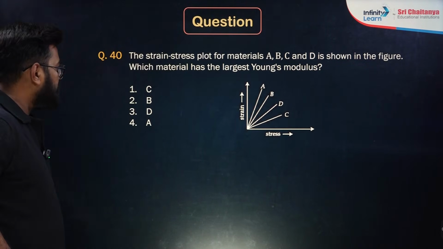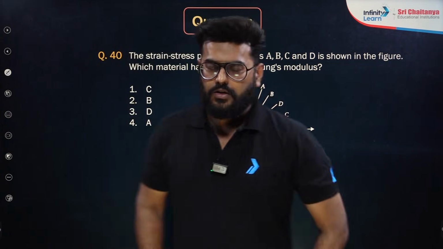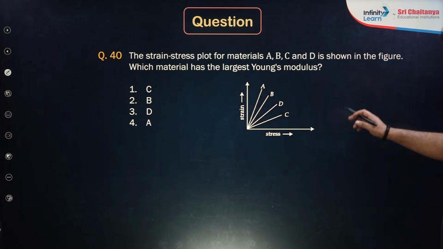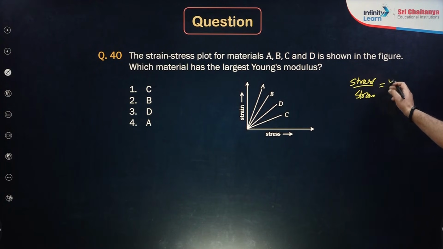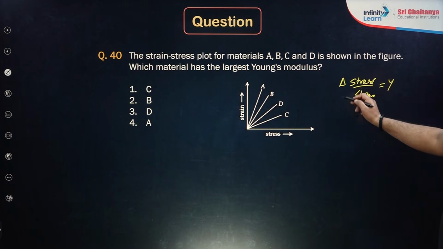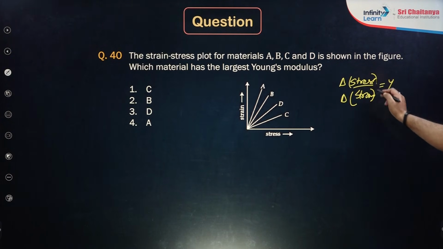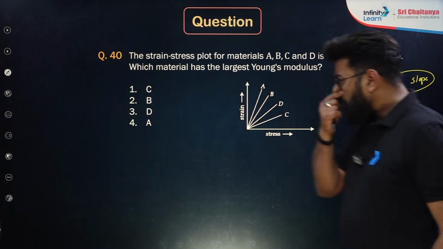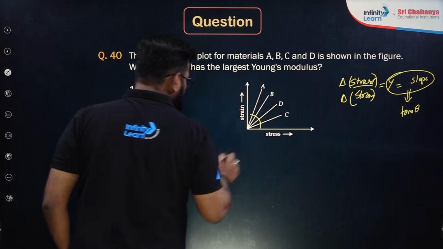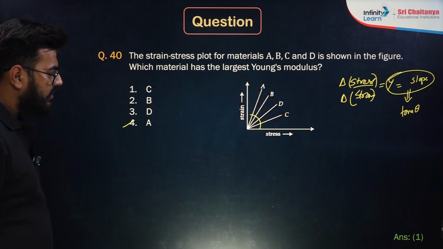shown in the figure. Which material has the largest Young's modulus? Now, it's a simple thing. Stress to strain will give you the value of Y, right? So basically the delta in stress to delta in strain is going to be the slope, which will talk about the Y, and slope can be represented as tan of theta. So whichever has maximum value of theta, which is obviously A, will have the maximum value of Young's modulus.